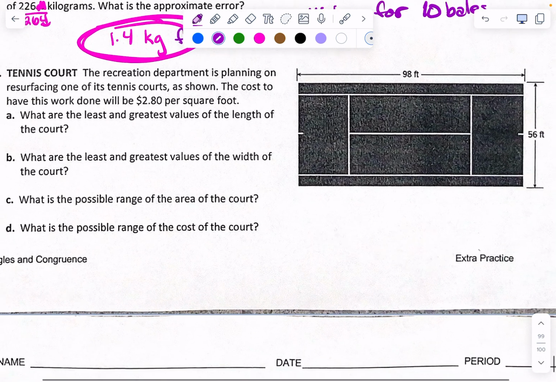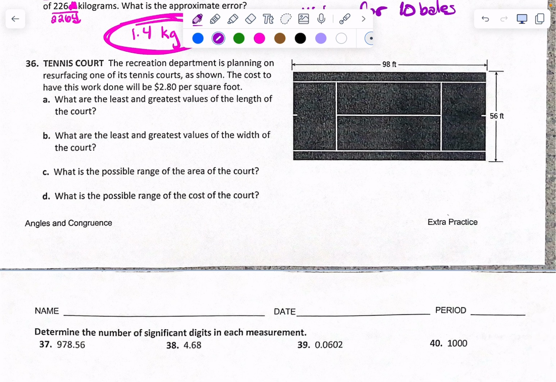All right, 36. This one's a doozy. Are you ready? No. Colton, are you ready? Okay, watch. Come on, kid.